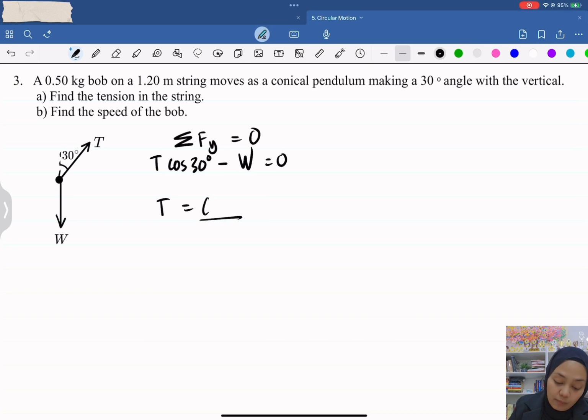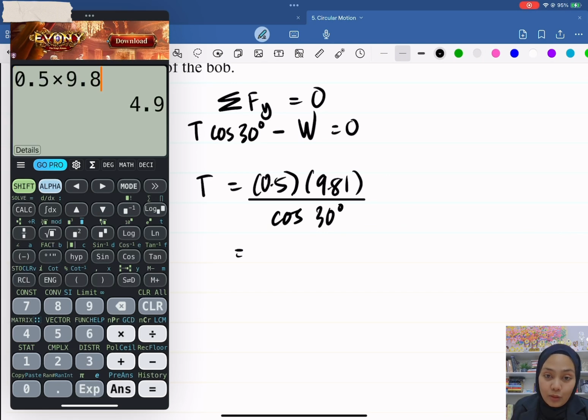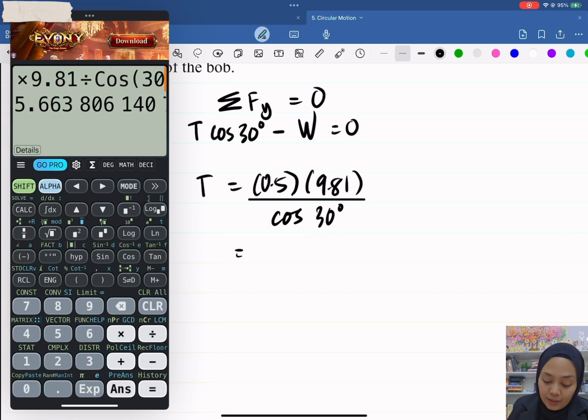I'm going to straight away add in the value 9.81 divided by cos 30 degrees, and we do some calculation. So the answer is 5.66 Newton.